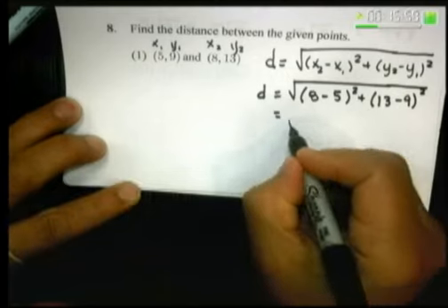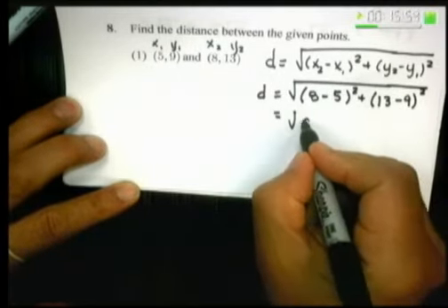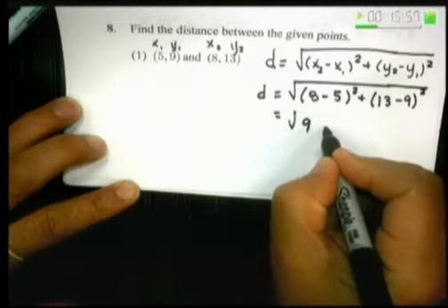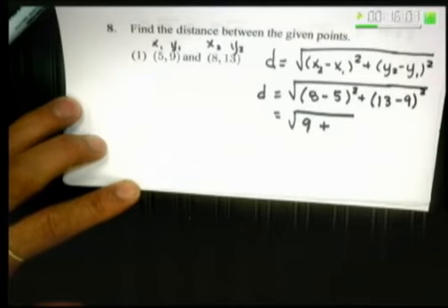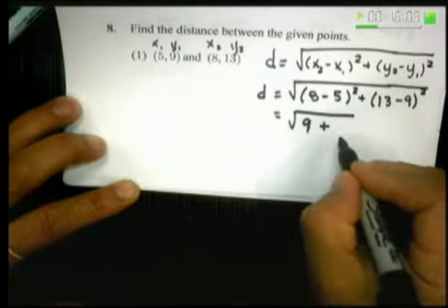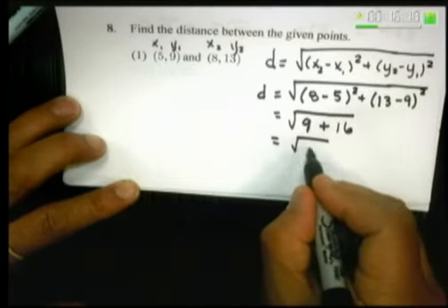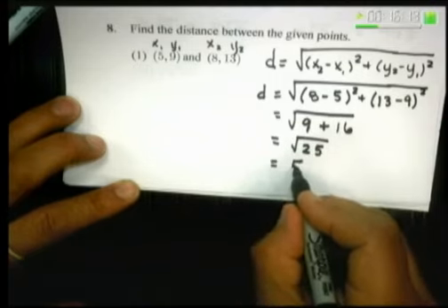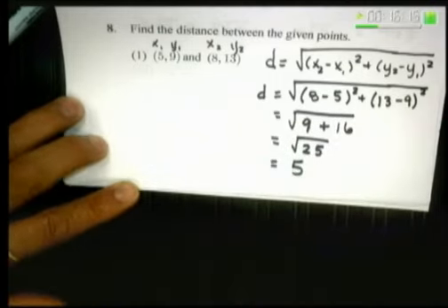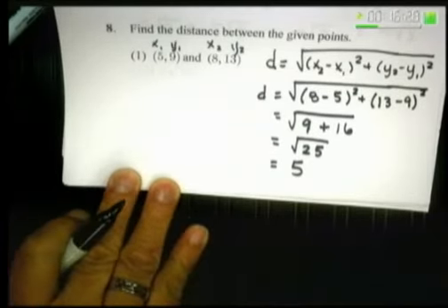All right, so let's see what we got here. 8 minus 5 is 3. 3 squared is 9. Not 6, huh? I heard you back there. 13 minus 9 is 4. 4 squared is 16, right? Square root of 9 plus 16 is really the square root of 25. The distance between these two points is 5 units. And you will have one like that on the test.